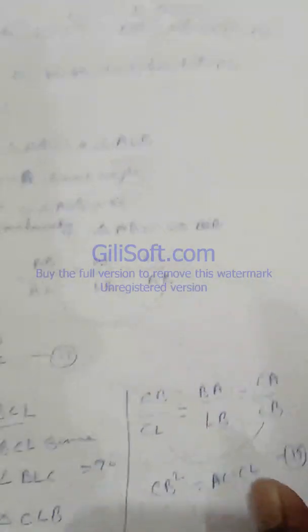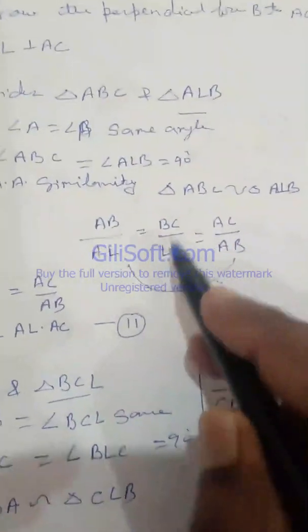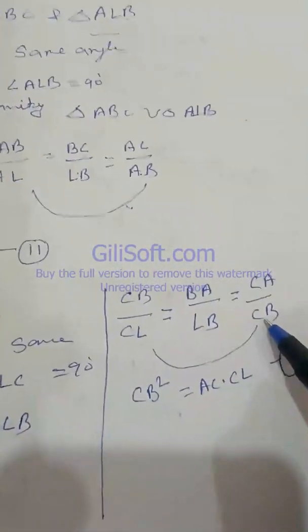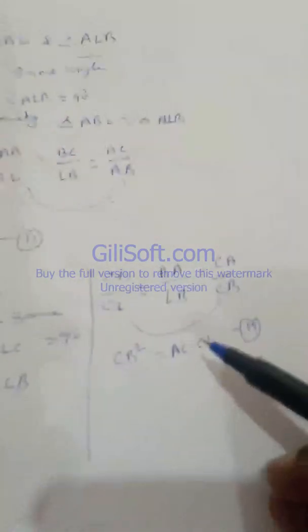You may wonder why we take these two ratios and not the others. Look here, AB into AB, by cross multiplication, gives AB square. Similarly, CB into CB gives CB square. That's why we are taking these ratios.